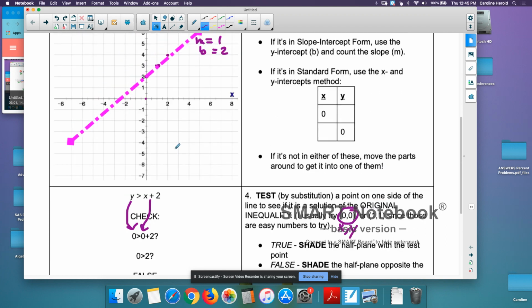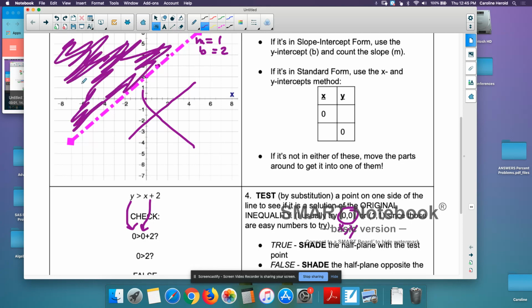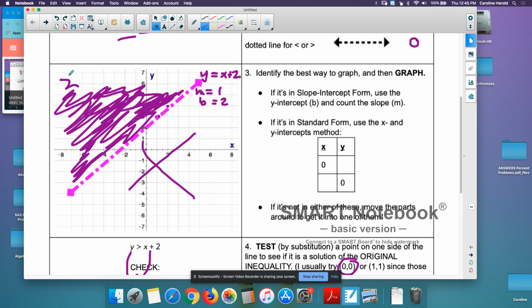What that means is the points that are on the side with 0, 0 will not work in this inequality. And so I am going to shade the other side of this half plane. All of these points over here will work in the inequality, and the ones that are below the line will not.